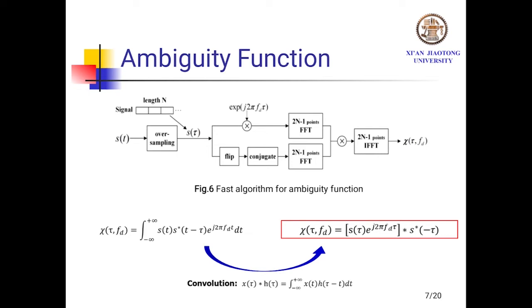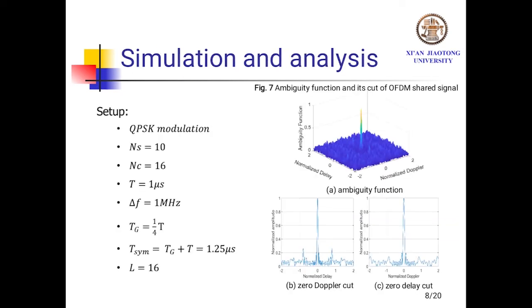The fast algorithm process is shown in figure 6, which corresponds to the formula in the red box. Notice that we used oversampling in order to make the simulation curve show more details. And now we talk about the simulation and analysis.